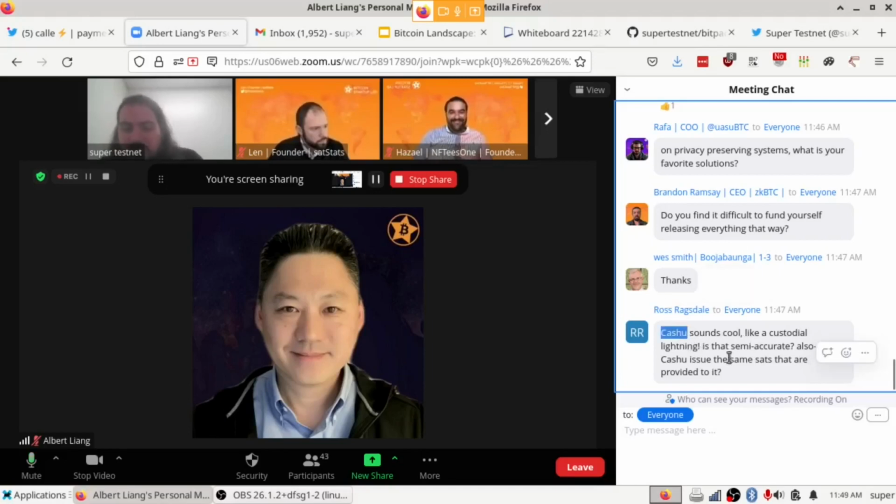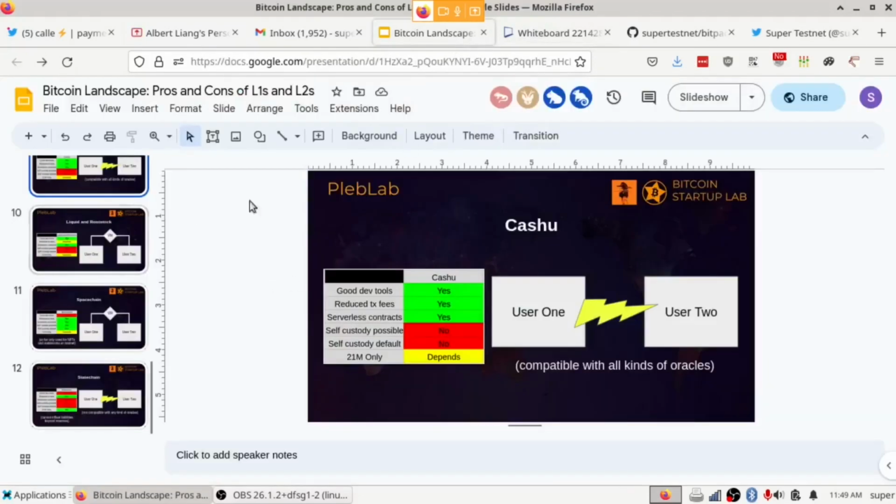The next question is, Cashew sounds cool, like a custodial Lightning. Is that semi-accurate? Yeah, it is a custodial Lightning, but with some additional features compared to something like Cashew. Does Cashew issue the same sats that are provided to it? Yeah, they issue 1 token per sat that you deposit. You get a token for each one. So those are the questions we have, and let's go back to presenting because I'm nearly through.